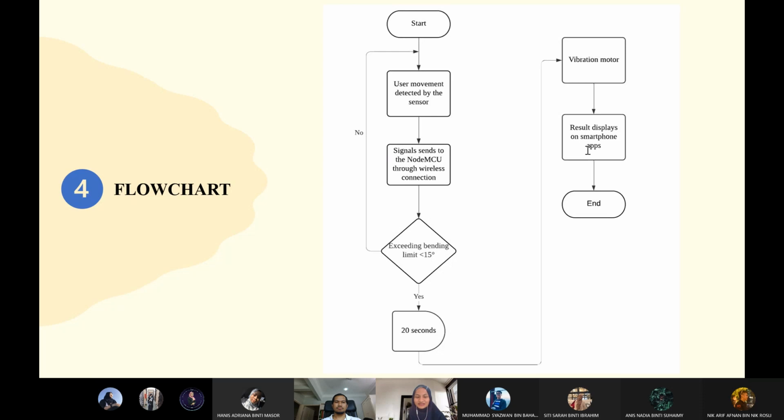Why is the detection limit less than 15 degrees? In a study, head and neck posture at computer workstation, it stated that head tilt posture in their study ranged about 10 degrees to 15 degrees of extension. While the user is doing their job, they can see the reading of their angle on the smartphone app to keep track of their posture. Therefore, this flowchart indicates the end of the device program flow.